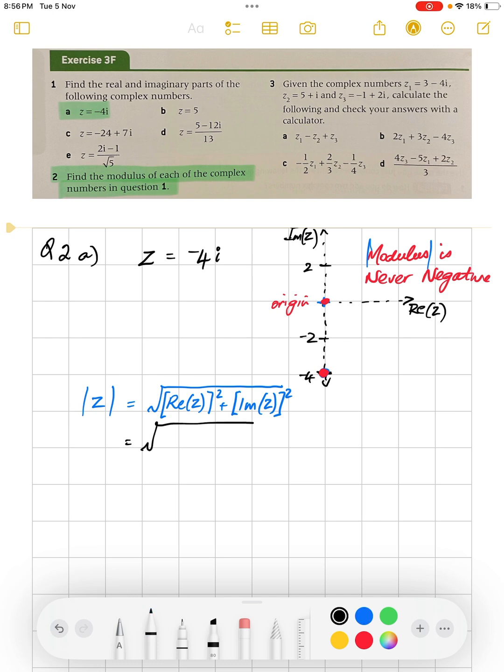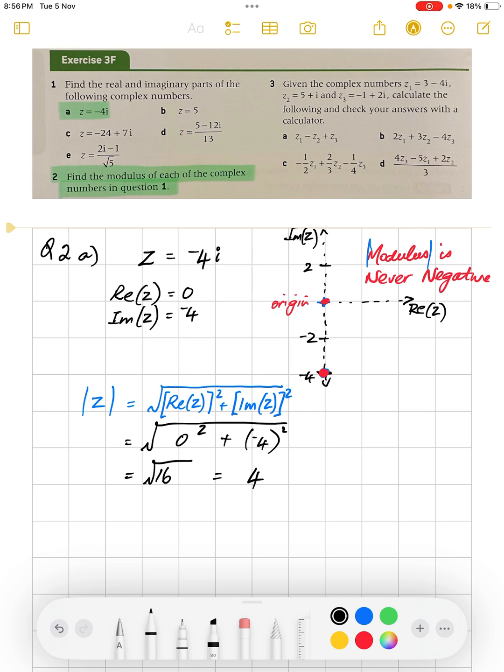So it is the square root, and the real component of our z, as we said before, was 0. The imaginary component of this z is negative 4. So if you square 0 and square negative 4, you will get the sum of that, which is 16, and the square root of 16 is in fact 4. This is the positive square root of 16, and the answer is positive 4. And there we have the modulus.